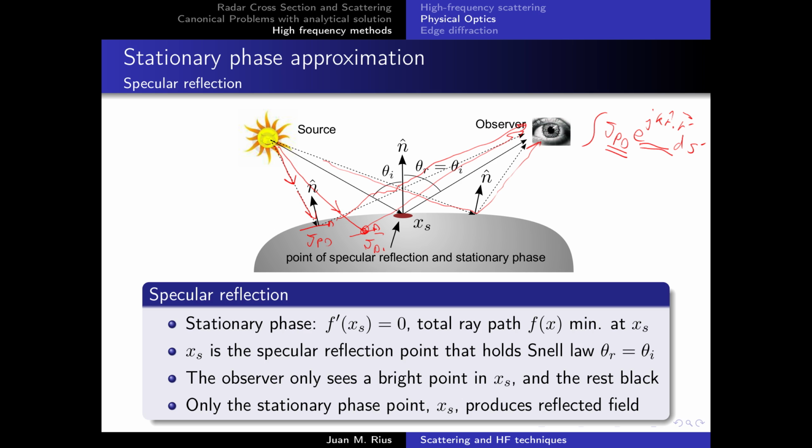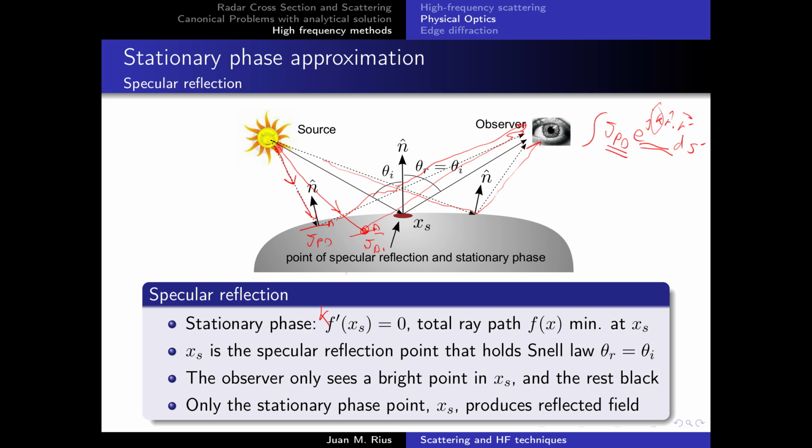But in general, what we get is the phase due to the path from the source to the reflection point plus the path from the reflection point to the observer. So the function f is the total path from the source to the reflection point and from the reflection point to the observer. And when we multiply this by k, what we get is the phase. But essentially f is the total path from the source, to the reflection point at the surface, to the observer.